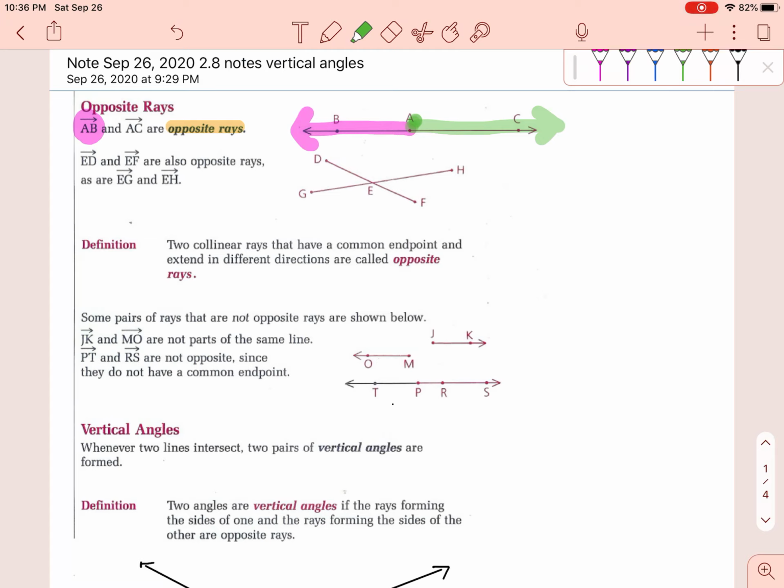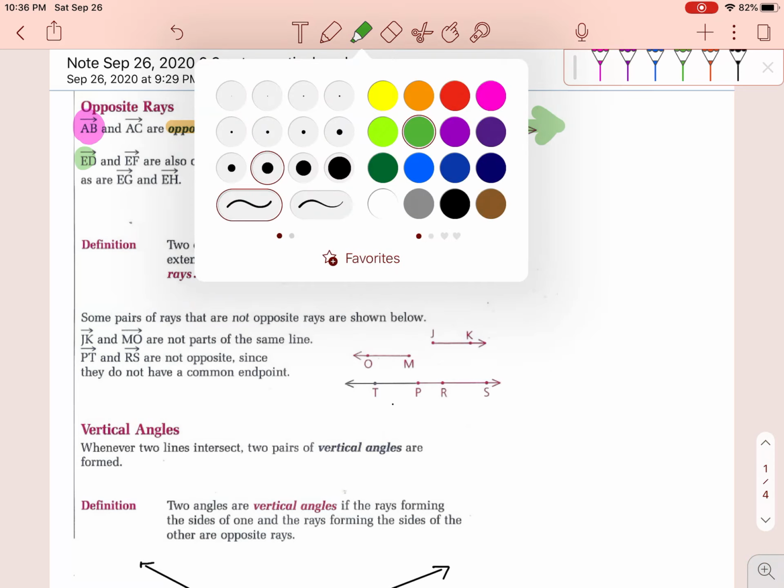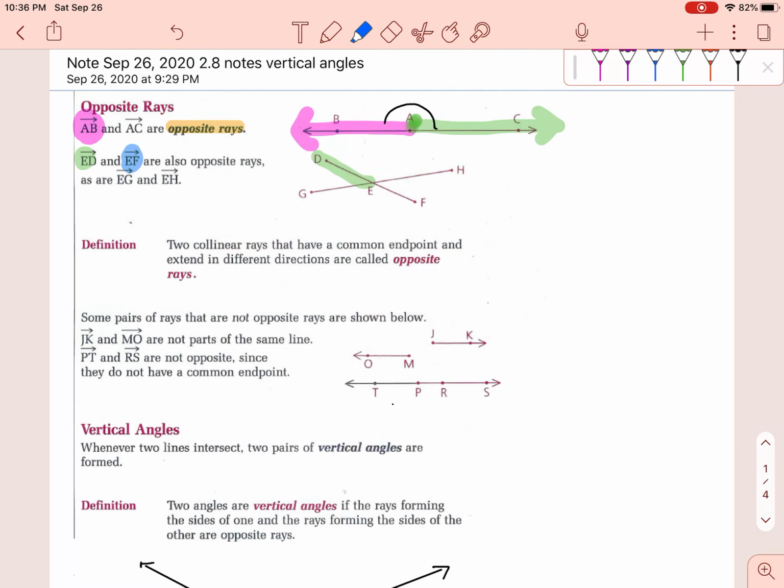Notice they have the same intersection point, point A, and they are making a 180-degree straight angle. They are going in the complete opposite direction. Okay, one's going west, one is going east. Those are opposite rays. Another example down below is ED. Okay, that is an opposite ray with EF. Okay, complete opposite rays.